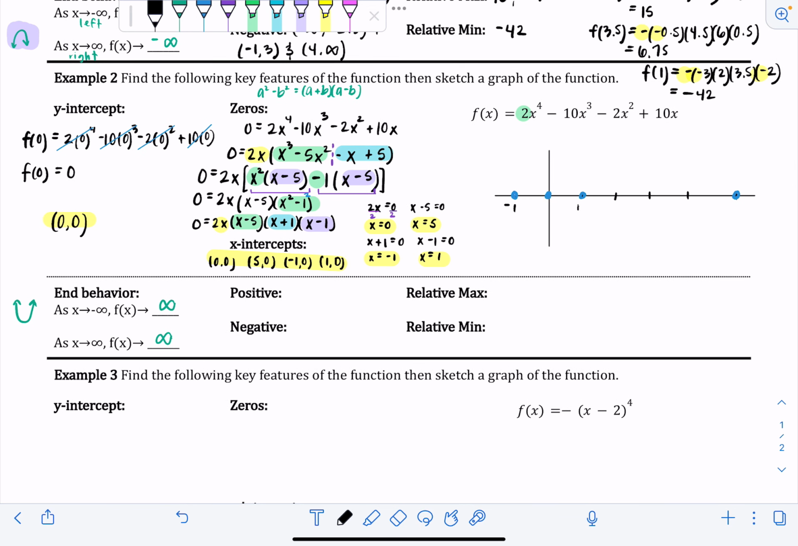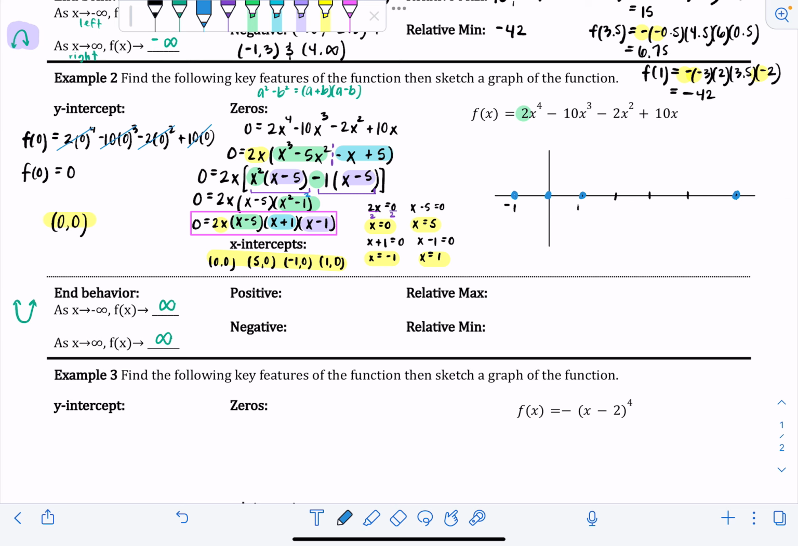To do that, I have to go to factored form, which is down here, and then I see what power each factor is being raised to. None of them have exponents, so they all are raised to the first power. That means that they're going to cross through at each of those intercepts as opposed to bouncing off.